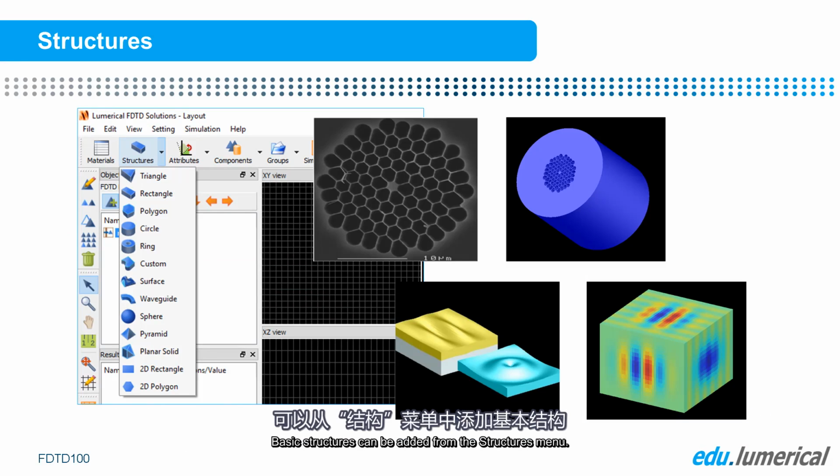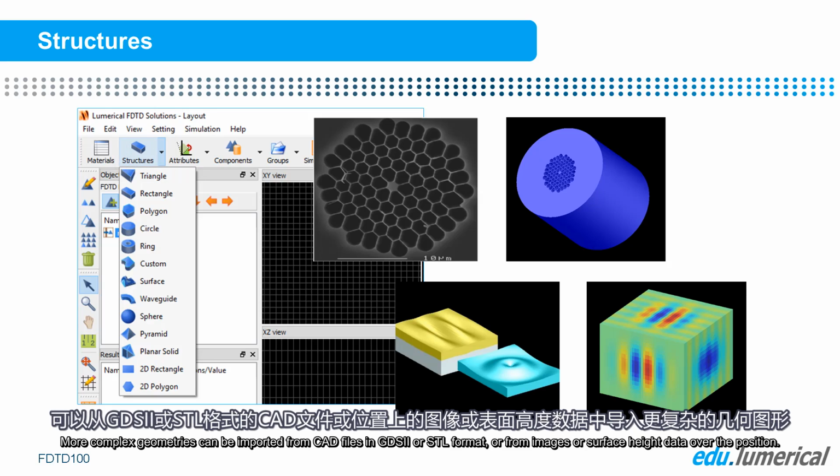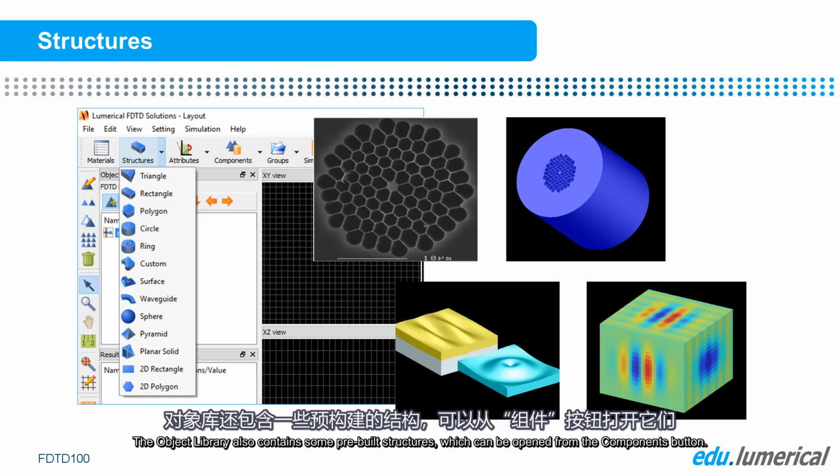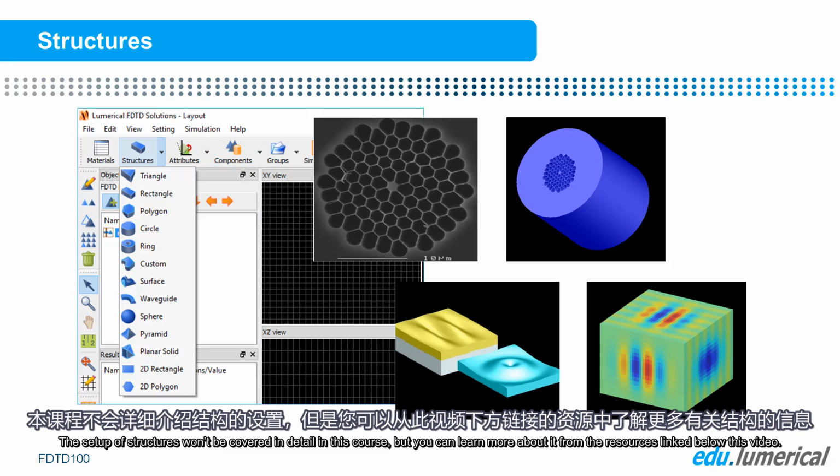Basic structures can be added from the Structures menu. More complex geometries can be imported from CAD files in GDS2 or STL format, or from images or surface height data over position. The object library also contains some pre-built structures which can be opened from the Components button. The setup of structures won't be covered in detail in this course, but you can learn more about it from the resources linked below this video.